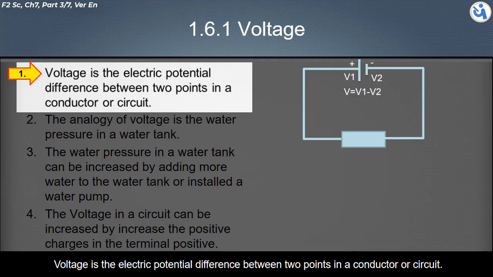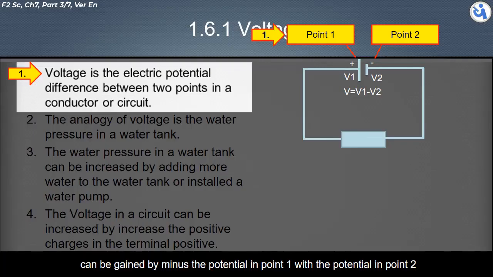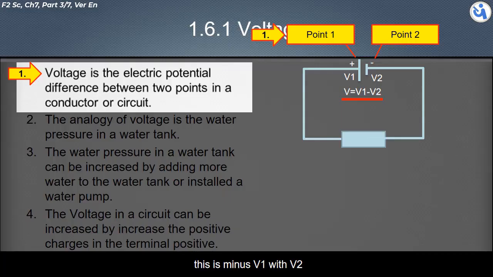Voltage is the electric potential difference between 2 points in a conductor or circuit. For example, the 2 points are point 1 and point 2 in the circuit, and the potential difference between the 2 points can be gained by subtracting the potential in point 2 from the potential in point 1. This is V1 minus V2.